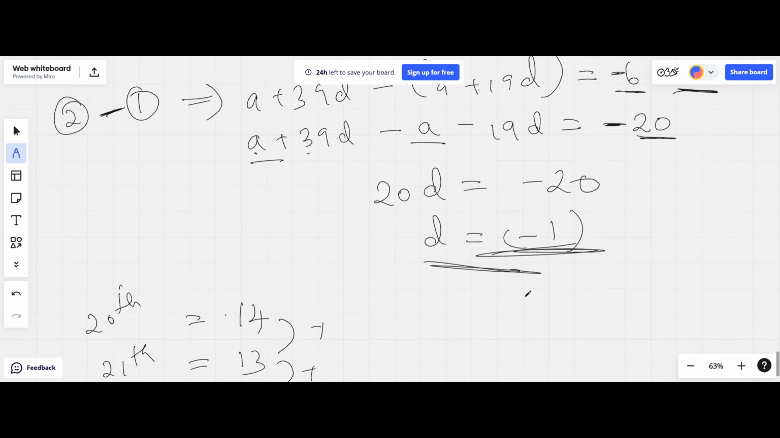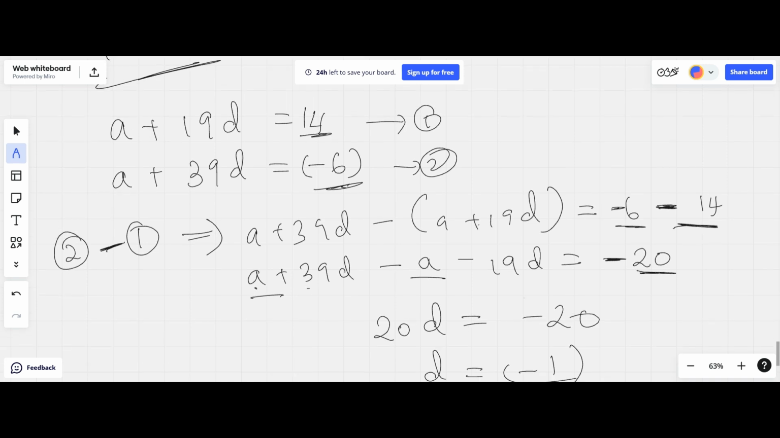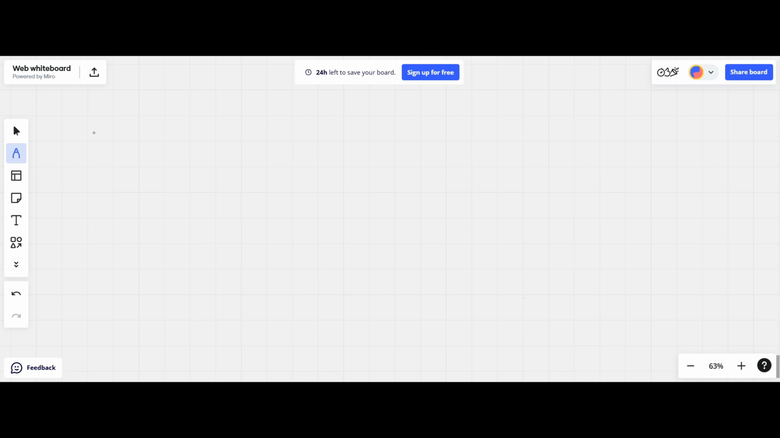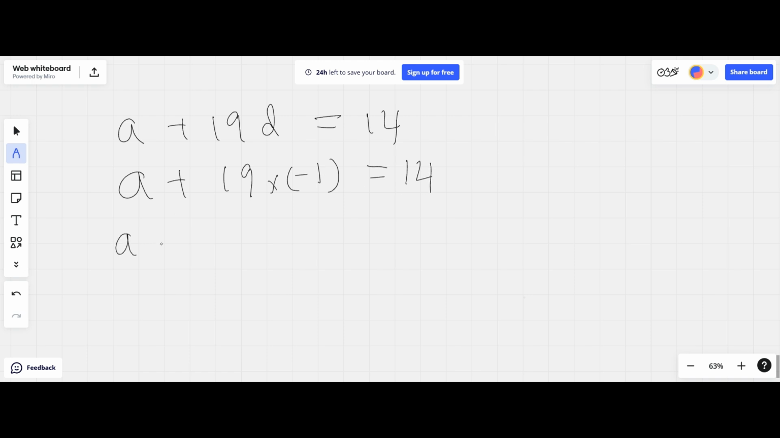Next we have to find A. Take any equation, first or second, whatever you wish. A plus 19D is simple because it is the 20th term, and it is equal to 14. So A plus 19 into D, which we found to be minus 1, is equal to 14. So A plus 19 into minus 1, that is A minus 19, is equal to 14.